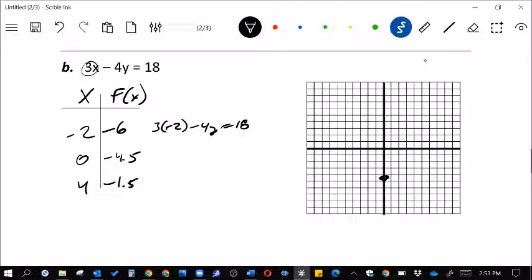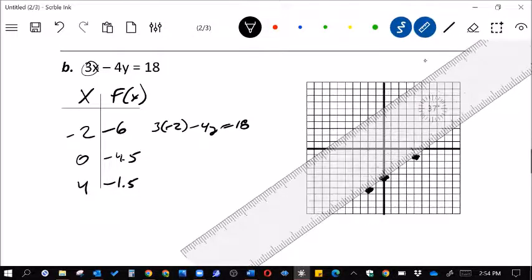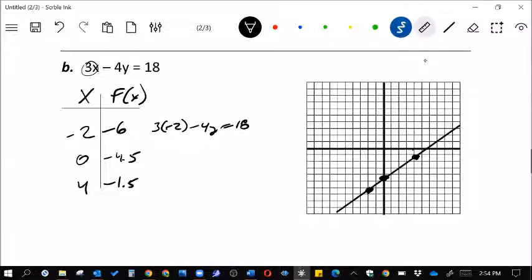Calculated that before to speed things up here. So that means if the x is 4, we'll go to negative 1.5, which is about here. Negative 2 goes down to about negative 6. 3, 4, 5, 6. Good. This one is not an issue with putting it in a straight line. Reasonable.